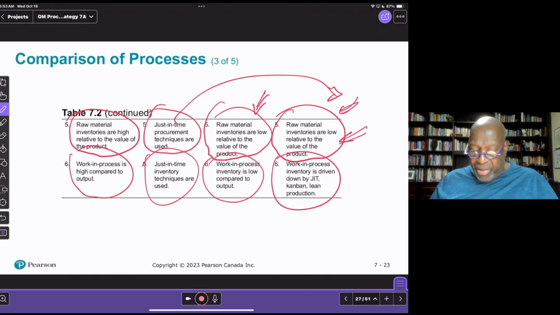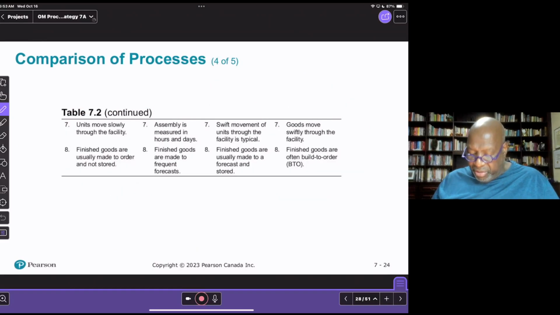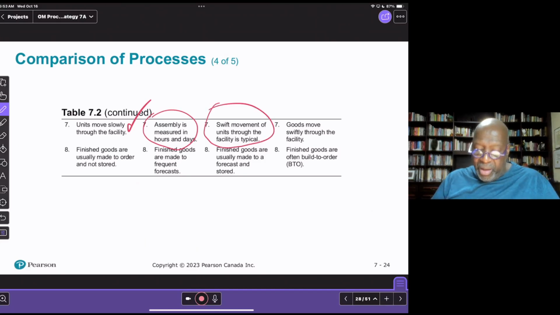All right, and then work in process inventory is driven down by just-in-time Kanban lean production in a mass customization environment. And then the units move fairly slowly in a process-oriented case. Assembly is measured and has a rhythm to it. In that case, we're talking about repetitive focus, and then of course swift movement of the units through the facility is typical for a product focus. Because units move swiftly through the facility when we're talking about mass customization.